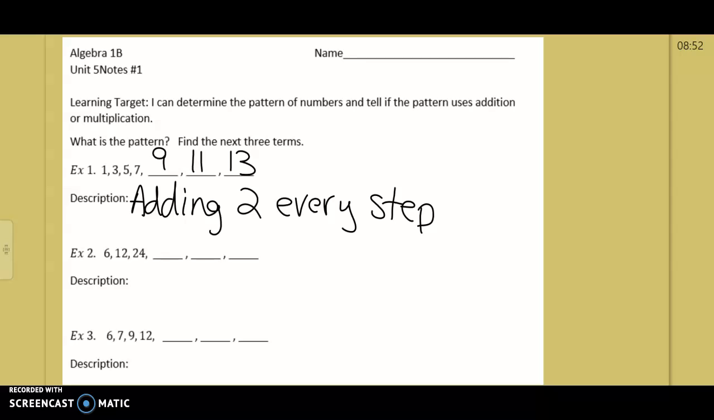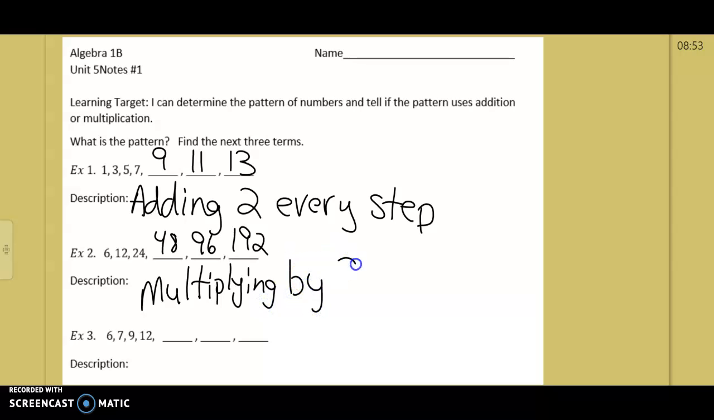Does anybody see the pattern with 6, 12, and 24? Matt? Yeah, multiplying by 2. So 24 times 2 would be 48. 48 times 2 would be 96. So it's using this number to get the next number. And then 96 times 2 is 192. So this is multiplying by 2 every step of the way.